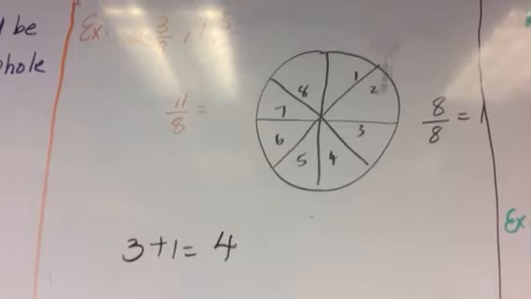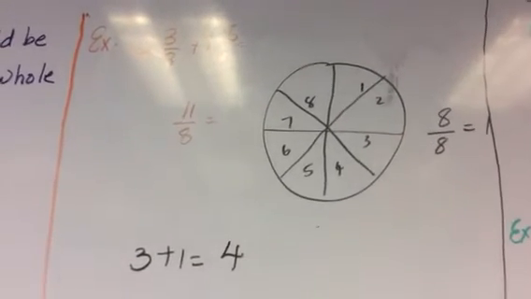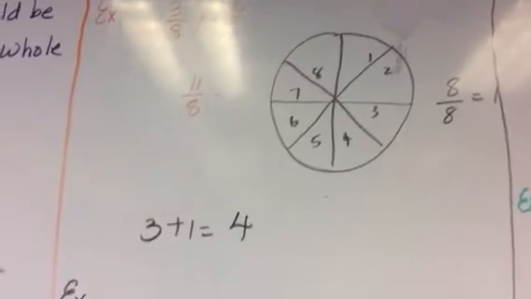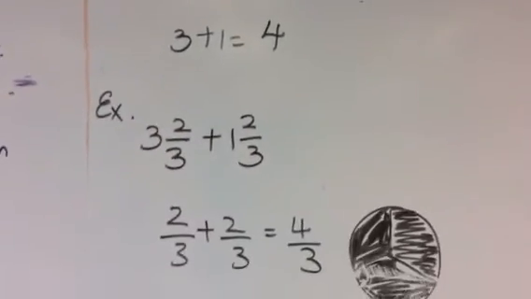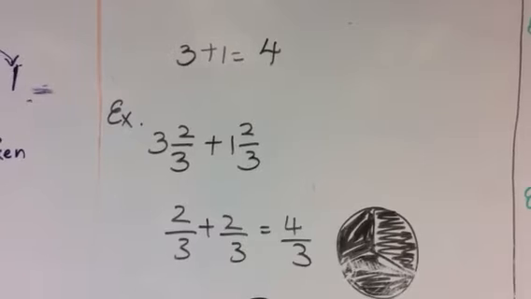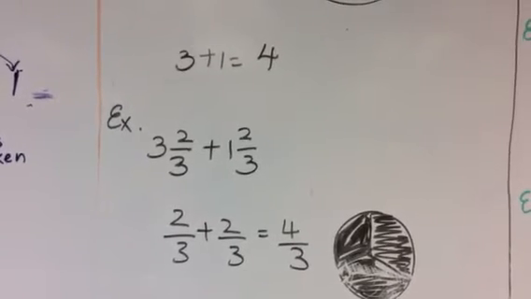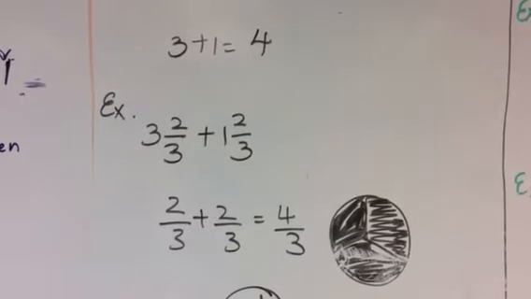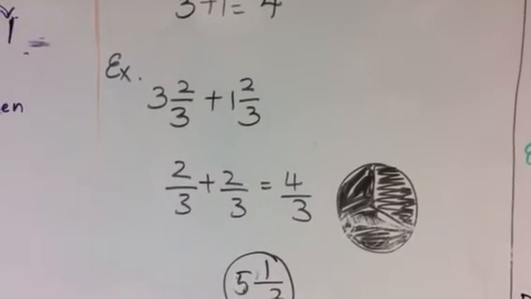So altogether now I have 4 whole numbers, or 4 complete circles. Going on to another example down here: 2 2/3 plus 1 2/3. So 2 plus 2 is 4, 4 over 3.